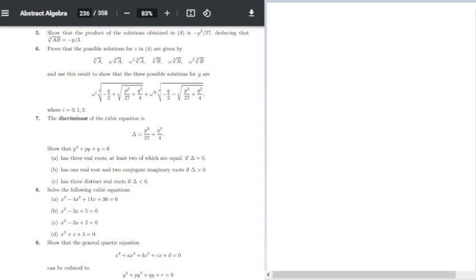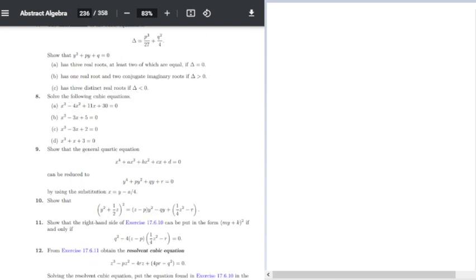7. The discriminant of the cubic equation is delta equals p cubed over 27 plus q squared over 4. Show that y cubed plus py plus q equals 0: A. If it has three roots, at least two of the roots are equal if delta is equal to 0. B. Has one real root and two conjugate imaginary roots if delta is greater than 0. C. Has three distinct real roots if delta is less than 0.